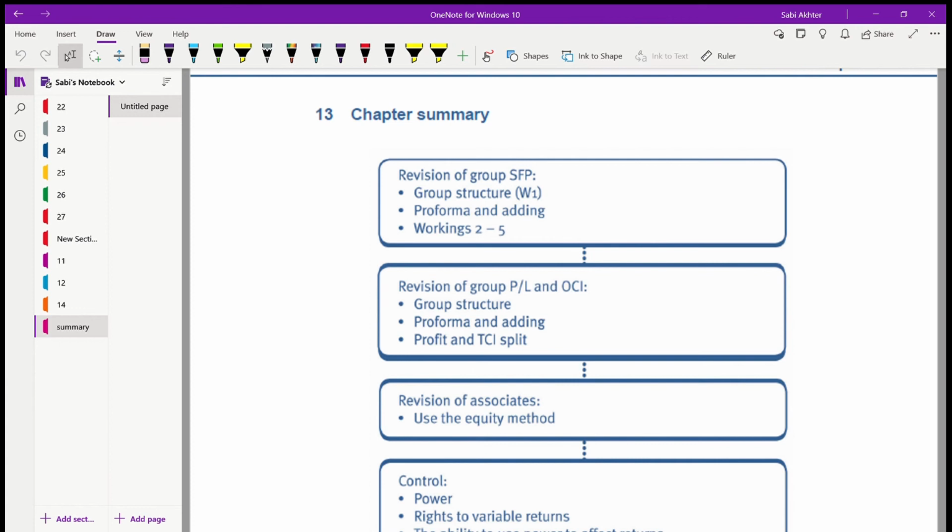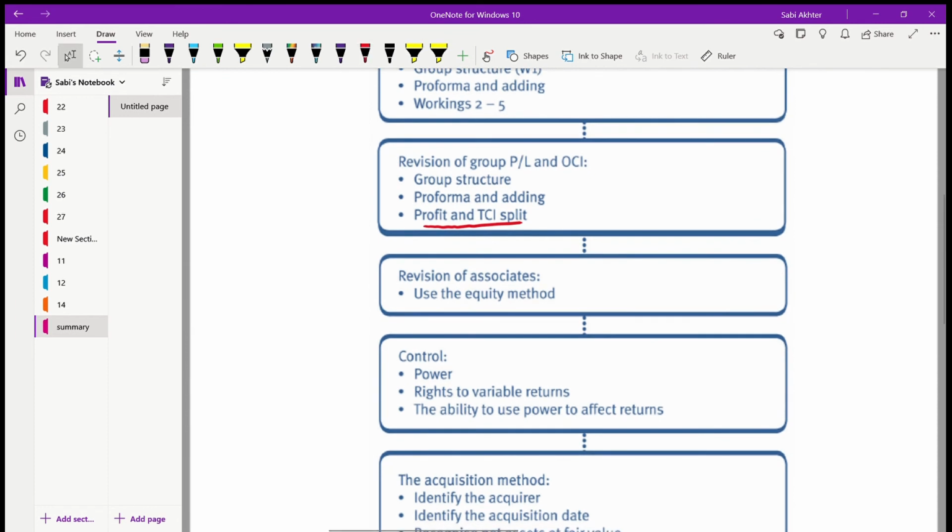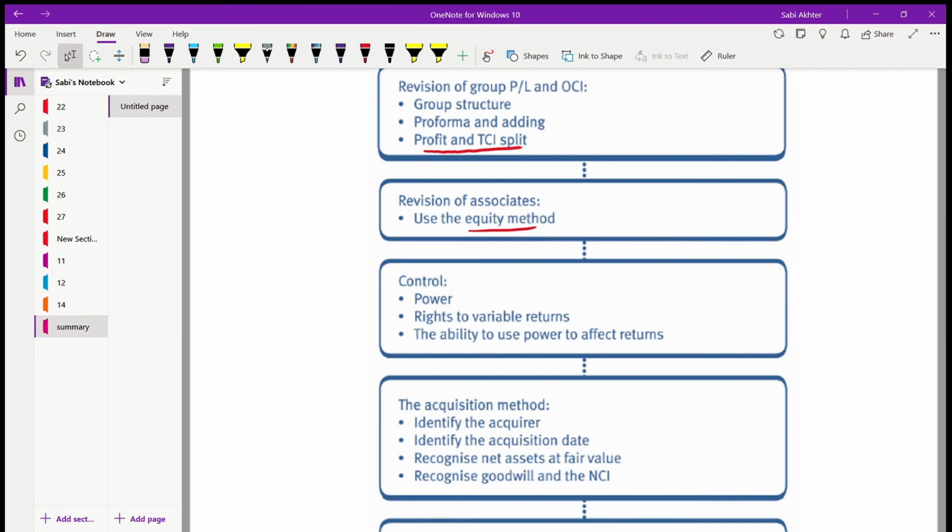So follow workings 2 to 5. Second, revision of group and OCI. There also same, we have to follow group structure, then pro forma and adding, and this you have to split. Okay, profit and the TCI split. Then we had associate. Associate, we are using equity method. That means the cost of the equity, the cost to buy the associate plus the profit, right? The associate's percentage multiplied by the post acquisition profit.